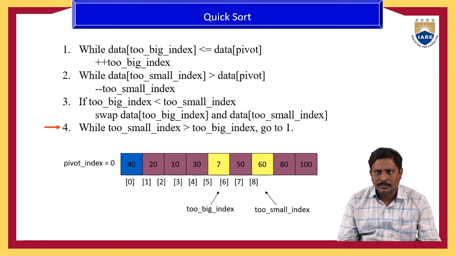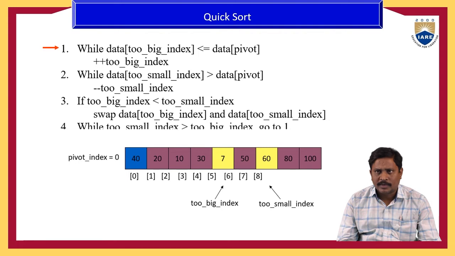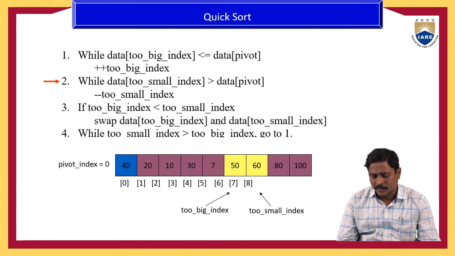7 and 60. Next, 7 compare with 100, yes. They are in proper order. 7 less than 80, yes. 7 less than 60, yes. 7 less than 50, yes. So they are in proper order.